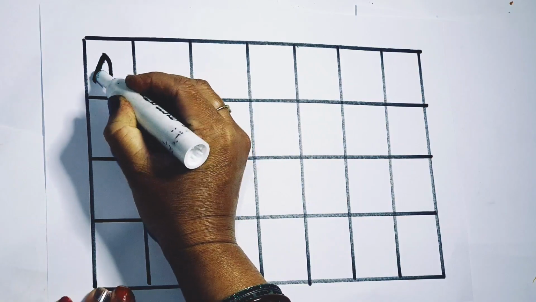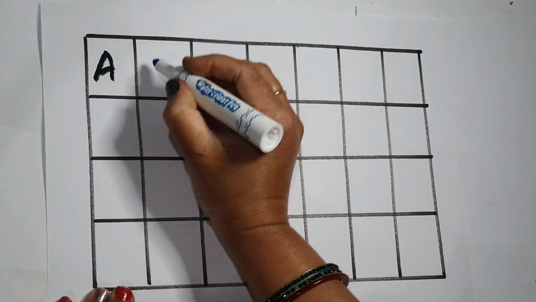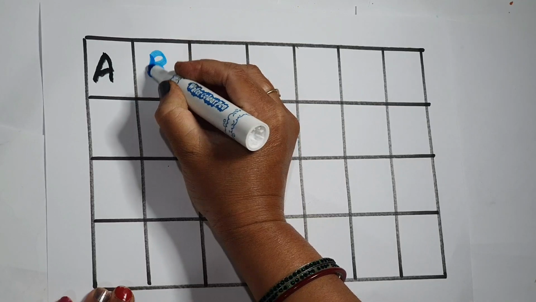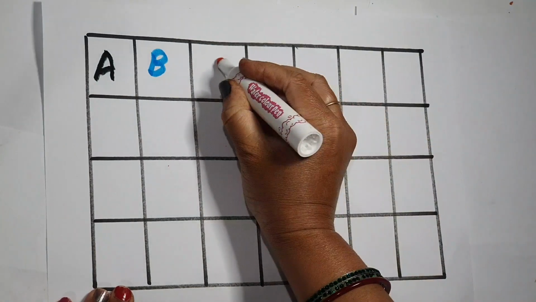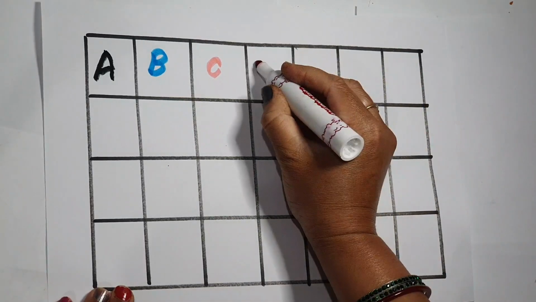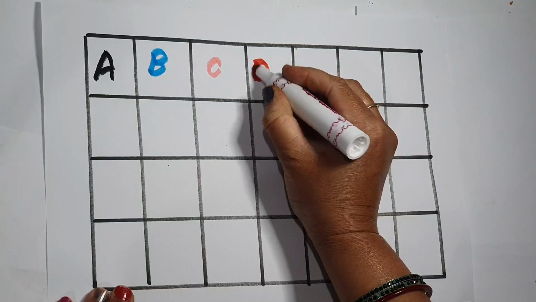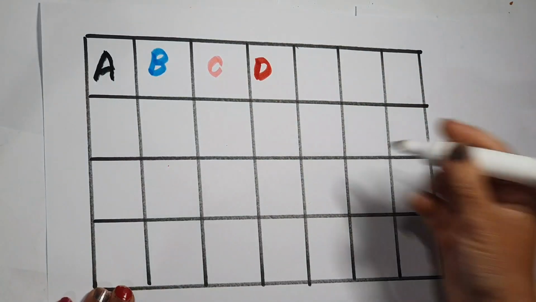A. A for aeroplane. B. B for butterfly. C. C for cap. D. D for dog.